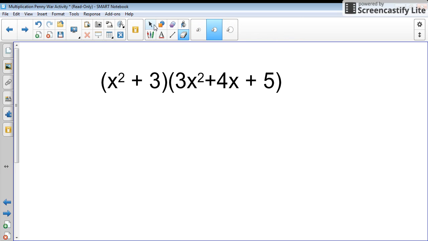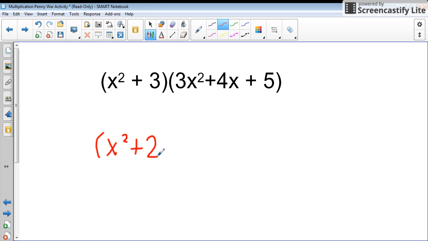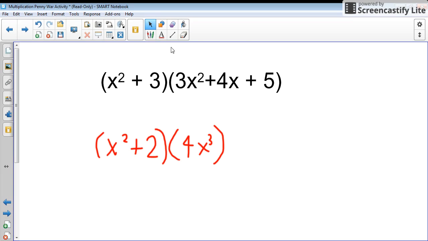Before I show you a problem like that, I want to show you the most simple polynomial there possibly is, the binomial. So maybe, I don't know, x squared plus 2, and then maybe let's multiply that by 4x to the third. And we're going to do this exactly as how you might imagine. I have something on the outside of parentheses. I want to get it on the inside.